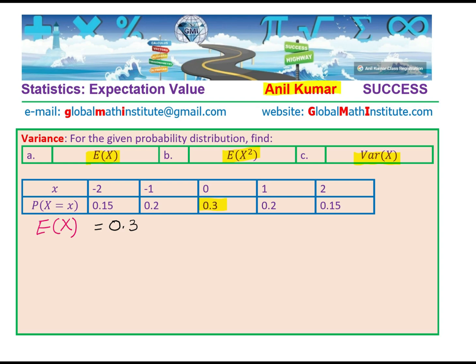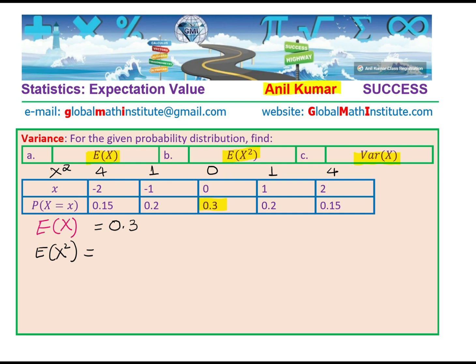We need to find E of x square. To do so, we'll find the x square values, right? So minus 2 square is 4. Square of minus 1 is 1. For 0, it is 0. And those are 1 and 4, respectively. Now, from here, we can find what is E of x square.